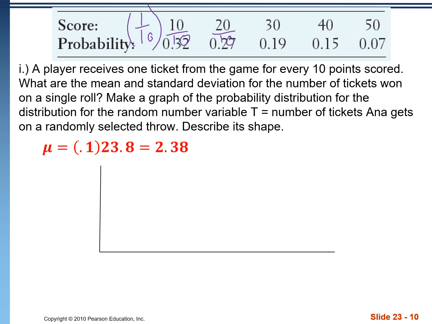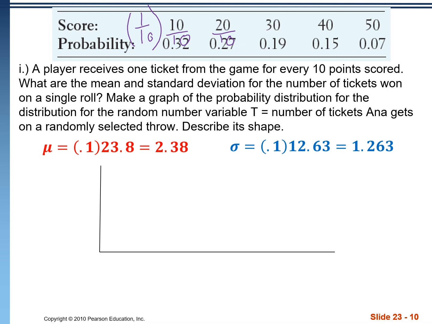Remember back from Unit 1, if we multiply a distribution by a number, it changes measures of center and measures of spread. Compare that to adding a number to a distribution, it only changes measures of center and location. Okay, not measures of spread. So our new mean is 2.38. Our standard deviation also gets multiplied by that 0.1. We end up with a standard deviation of 1.263.